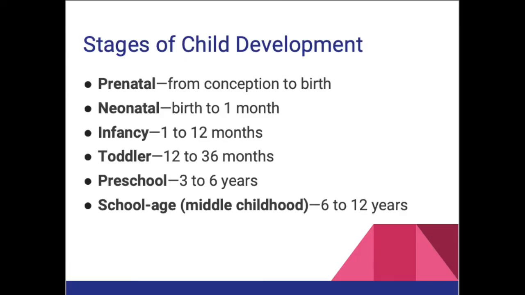Okay, so the different stages of child development, we already kind of talked about, but I'm going to give you a timeline. Prenatal is from conception to birth. Neonatal is birth to month 1. Infancy is from month 1 to 12 months. Then we've got toddler from 12 months to 36 months, which is 3 years. And then preschool from 3 to 6 years, and school age from 6 to 12. And then after that, of course, is adolescence.